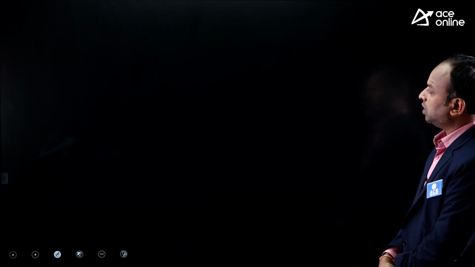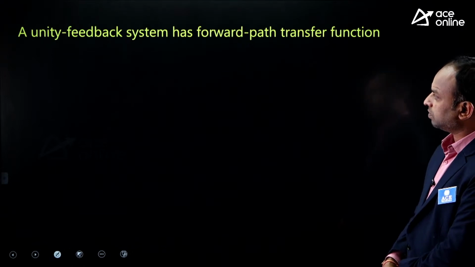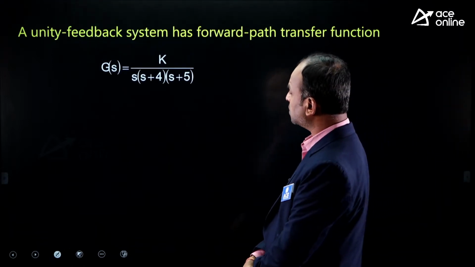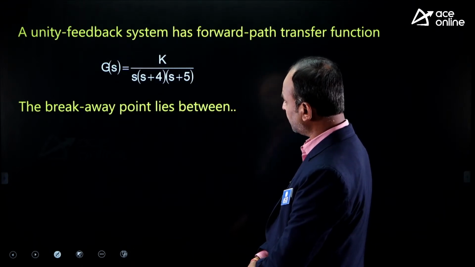Now we'll see one question on the break point. A unity feedback system has a forward path transfer function, which is given here. The break point lies in between.